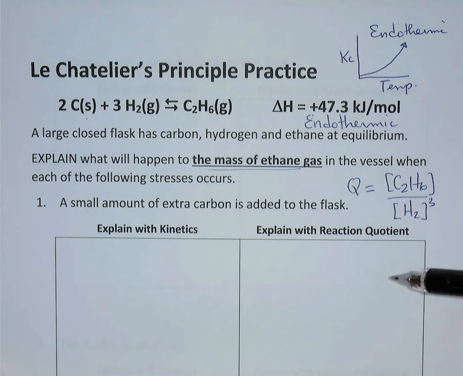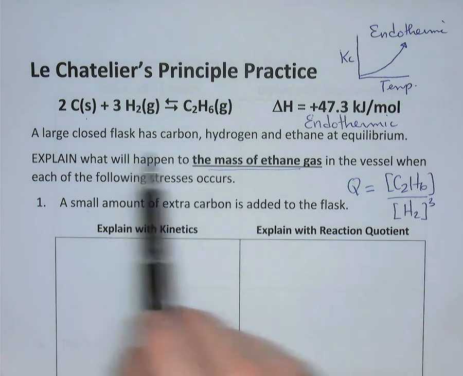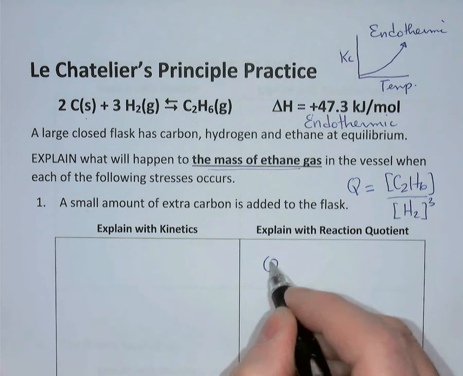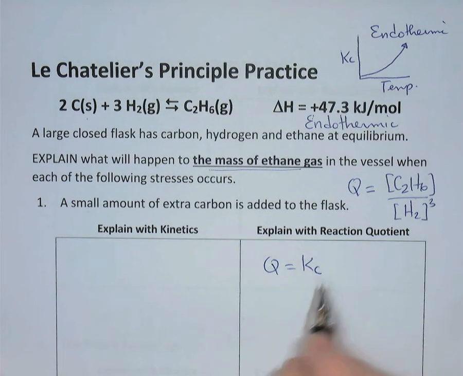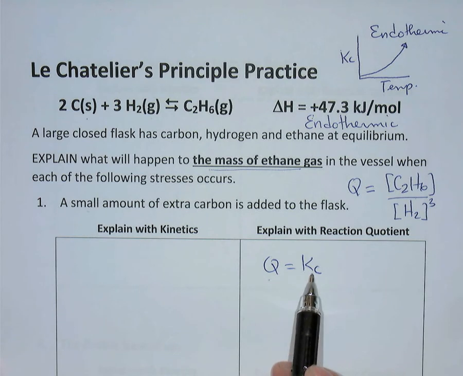Of course, the only thing that would change a Kc is if the temperature changed. So in this case, Kc doesn't change. Therefore, Q is still equal to Kc. The reaction starts off at equilibrium, so Q is still equal to Kc. Q is unaffected, Kc is unaffected. There's no shift in the equilibrium. Nothing will happen to the amount of ethane gas.